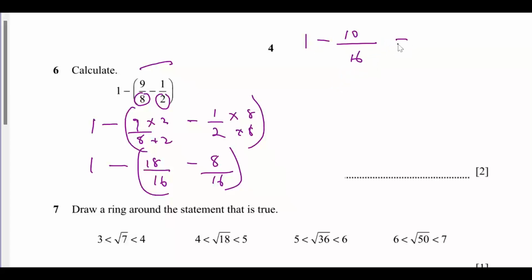So the answer will be equal to, you subtract the numerator from the denominator, that is 16 minus 10, that will be 6 out of the denominator, which is 16. So you have 6 out of 16, which you can reduce to the simplest form. 2 goes into 6, that will be 3 times, and 2 goes into 16, that will be 8 times. So our final answer here is 3 out of 8.